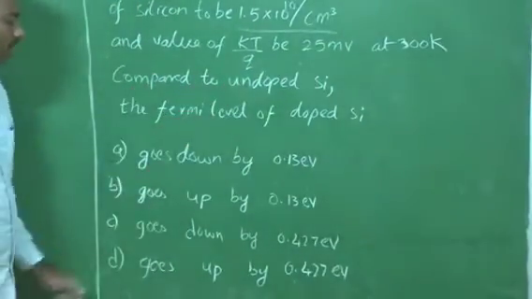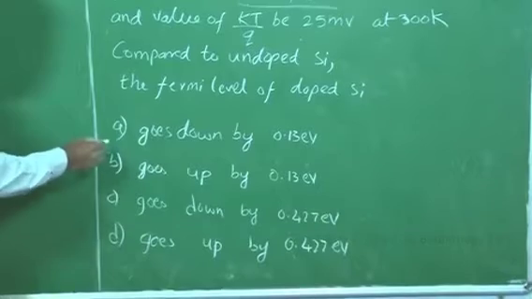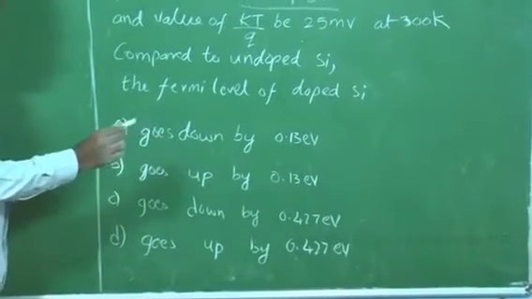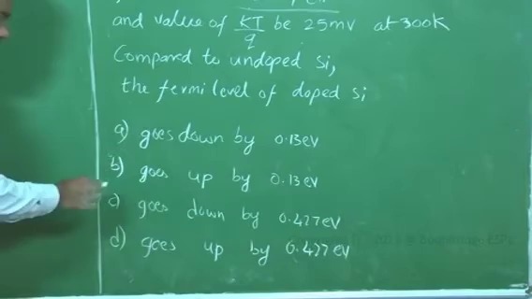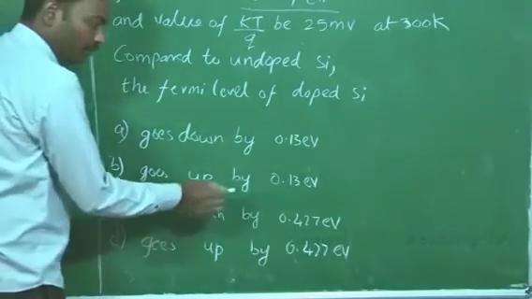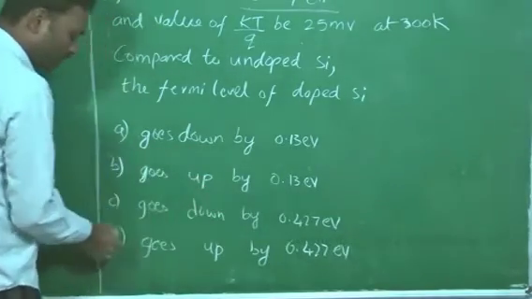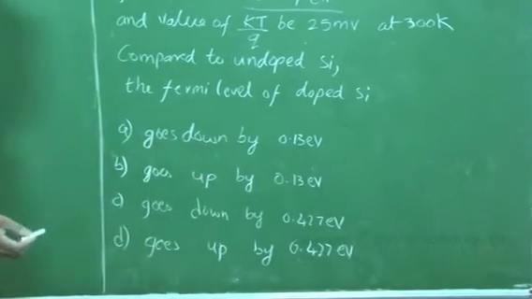Compared to undoped silicon, the Fermi level of the doped silicon: option A, goes down by 0.13 electron volts; option B, goes up by 0.13 electron volts; option C, goes down by 0.427 electron volts; and option D, goes up by 0.427 electron volts.